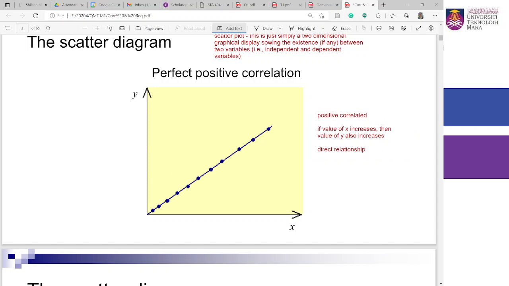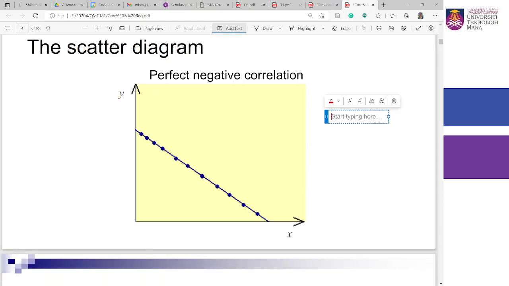Okay. Meanwhile, for a negative correlation, okay, for this case, negatively correlated, okay, what it says here is, when the value of x increases, then the value of y decreases. So in other words, in this case, we call this an inverse relationship. Okay, inverse relationship.